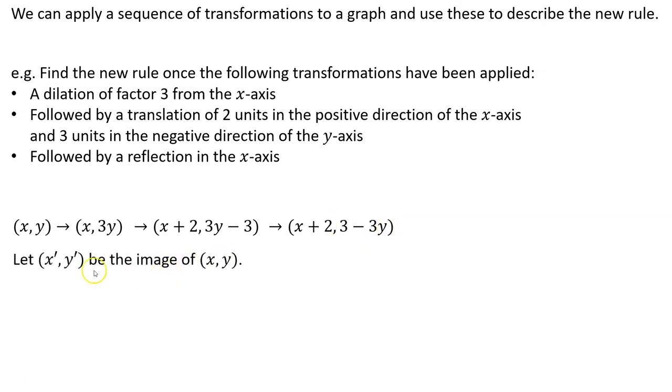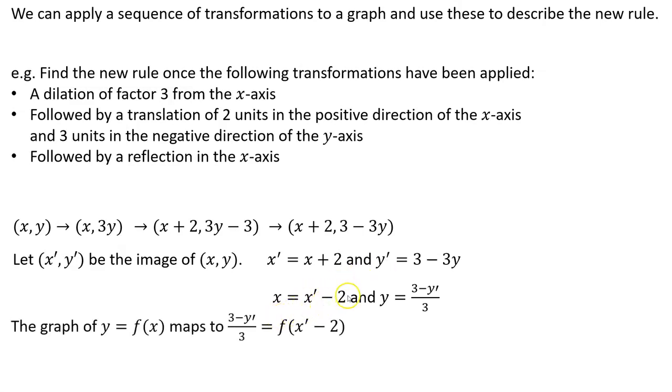Now, if we say let x dash y dash be the image of xy, that's what happens to xy after the transformations, then x dash is equal to what we ended up with here, y dash is equal to what we ended up with here. Now we can rearrange to make the x and the y the subject. This is why we have the dashes, so we don't get mixed up between which one's which.